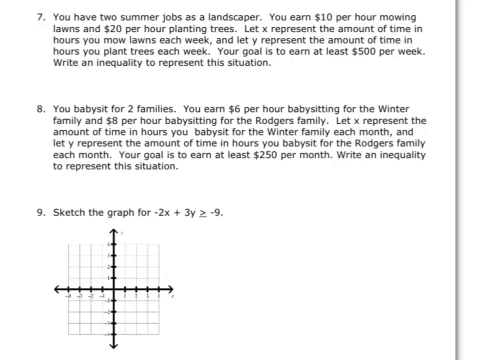Okay, so for this week, I can earn $10 per hour mowing lawns and $20 per hour planting trees. So to represent that, we're going to do $10 per hour for mowing lawns, so 10 times X, plus $20 for planting trees, so 20Y.